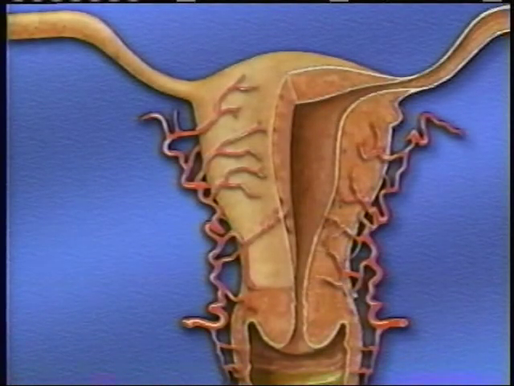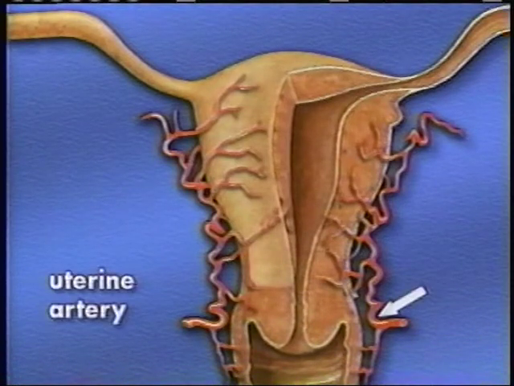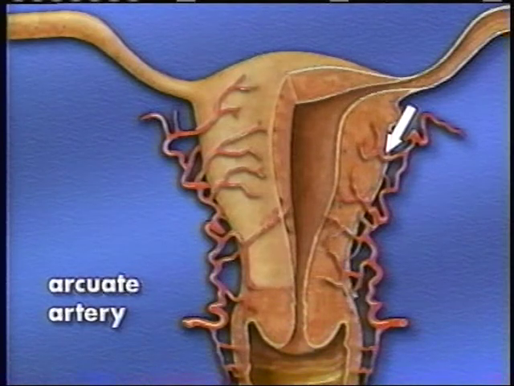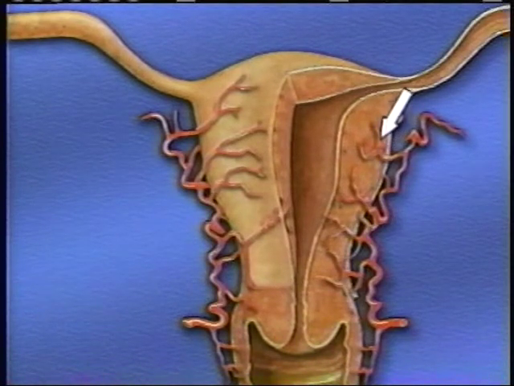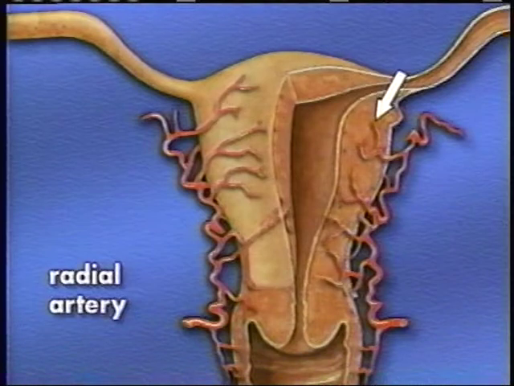The arterial supply to the uterus is rich with blood being supplied from both the uterine arteries and, to a lesser extent, the ovarian arteries. As the uterine artery enters the uterus, it branches into arcuate arteries within the myometrium. These arteries give off radial arteries.